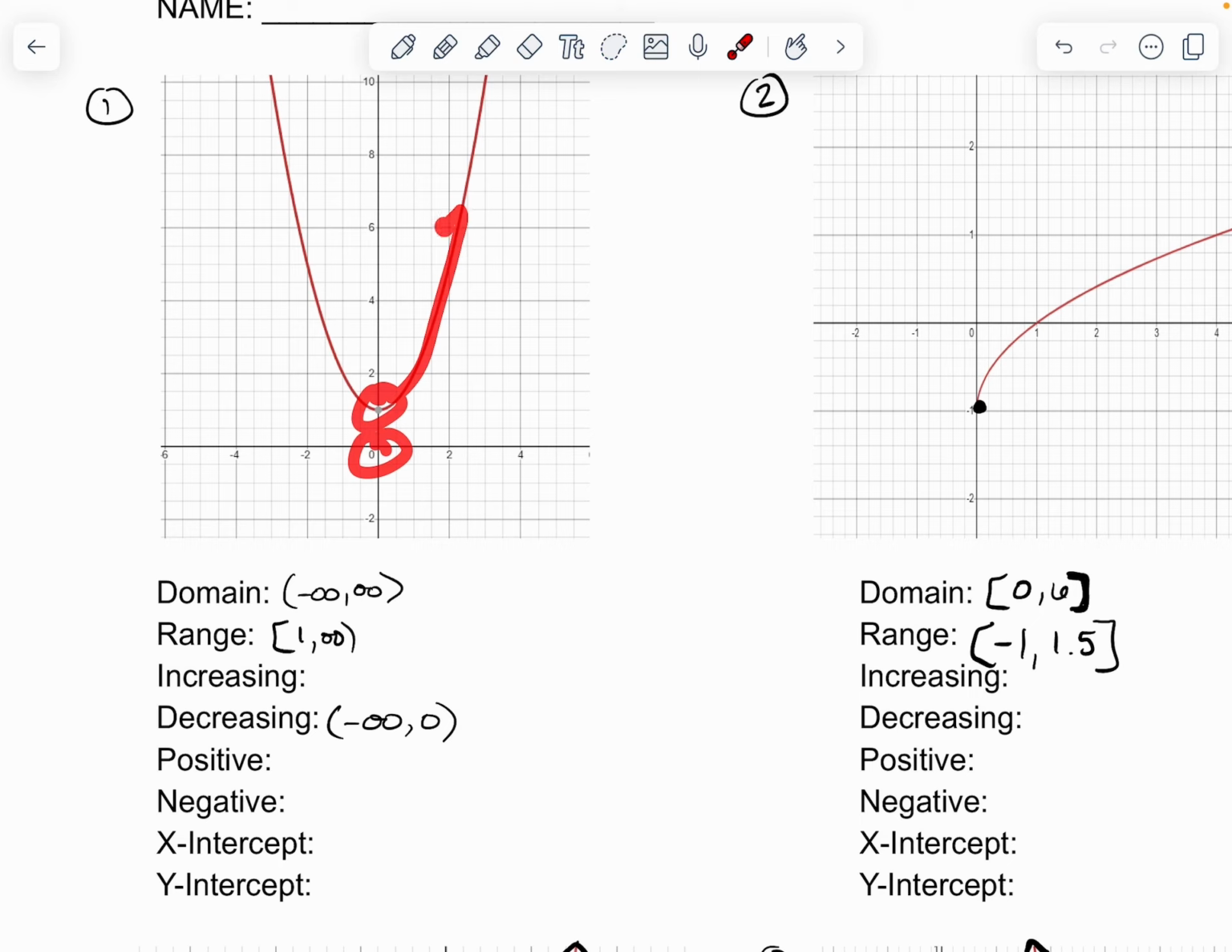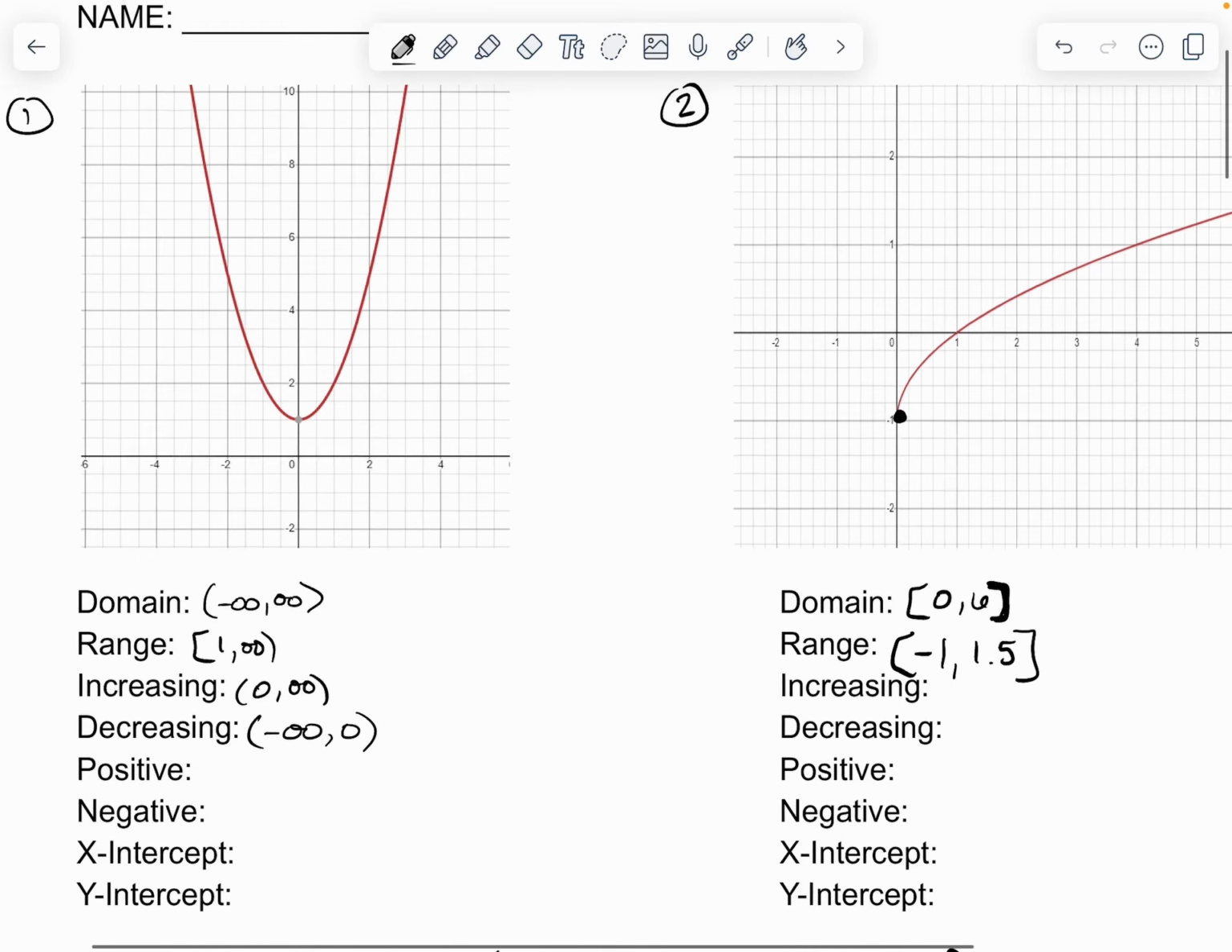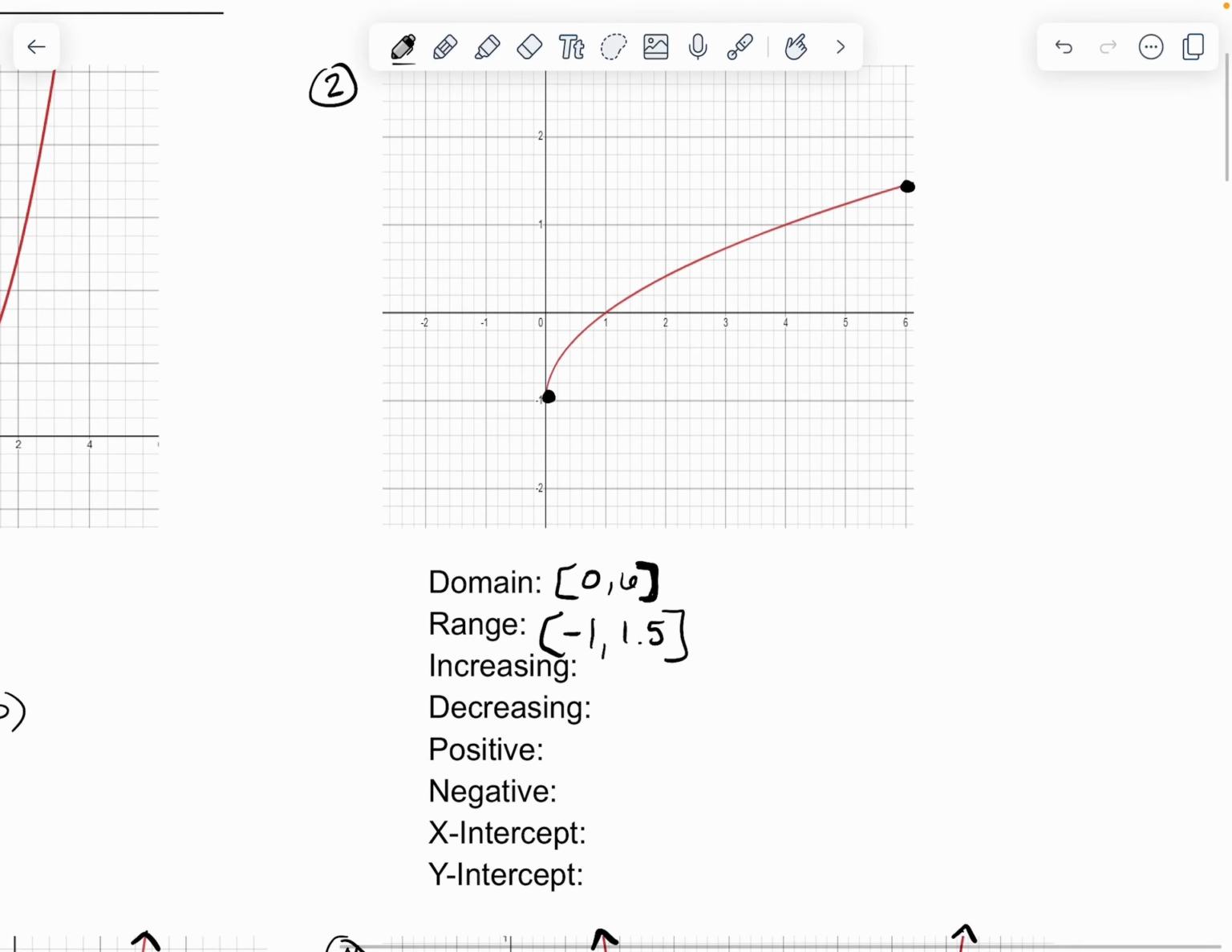Okay, so when is it increasing? Well, after x equals 0, my graph goes up forever. So from 0 to infinity, it's going to be increasing for number 1. So it's increasing from 0 to infinity. It's decreasing from negative infinity to 0. Okay? Let's look at number 2.